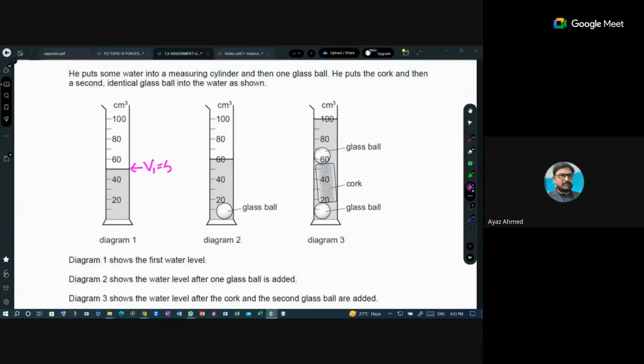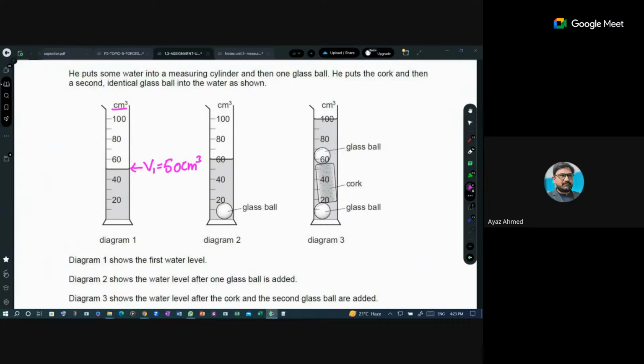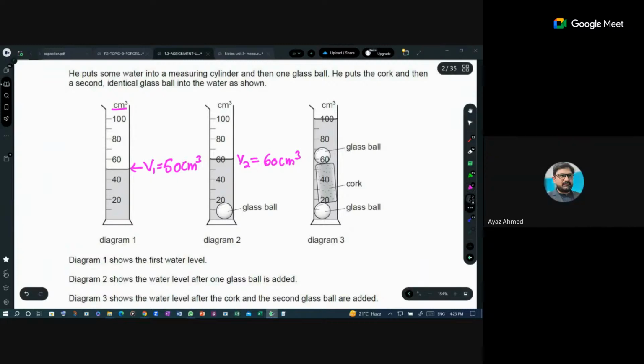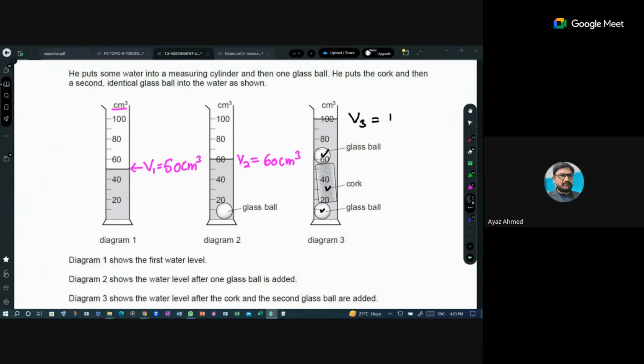Let me call it V1. Isn't it 50 ml or 50 cubic centimeter? Because the unit given to you is cc. And then you have placed one ball inside. The level is increased. Let me call it V2. It is 60 cubic centimeter. Then you have placed a cork and a ball, and you got V3 equal to 100 cubic centimeter. These are three readings for you.